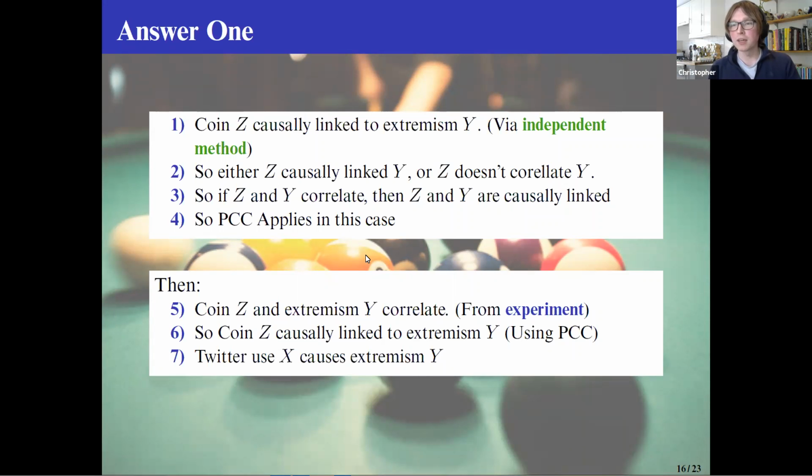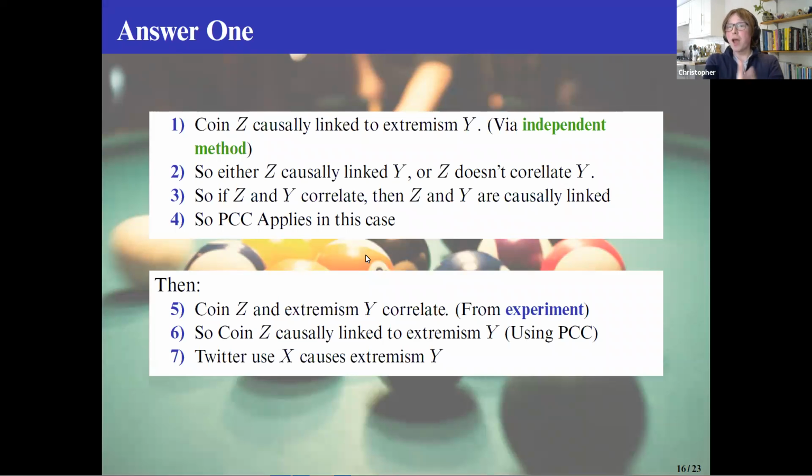But notice the following problem. Premise 1 is exactly the same as premise 6. And the suggestion on the table is that we somehow have this independent method, independent of the experiment, of discovering that premise 1 is true. In other words, we have a way, independent of running the experiment, of discovering that premise 6 is true. But if that's right, we can just use that method to establish premise 6 and move immediately to premise 7. We don't need to, via premise 5, actually bother running the experiment.